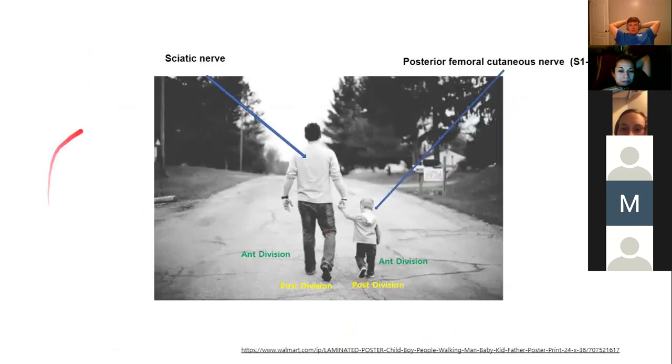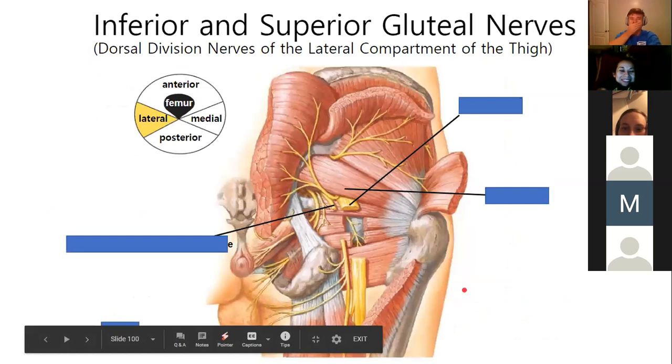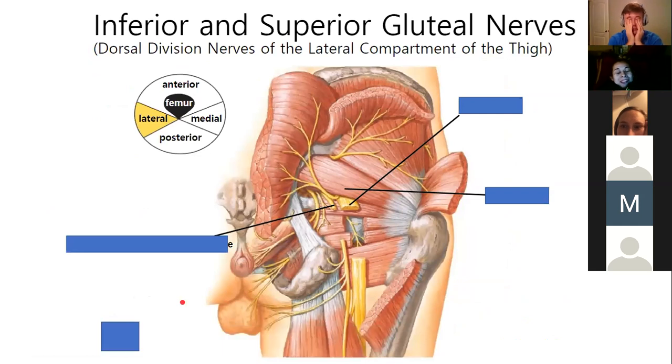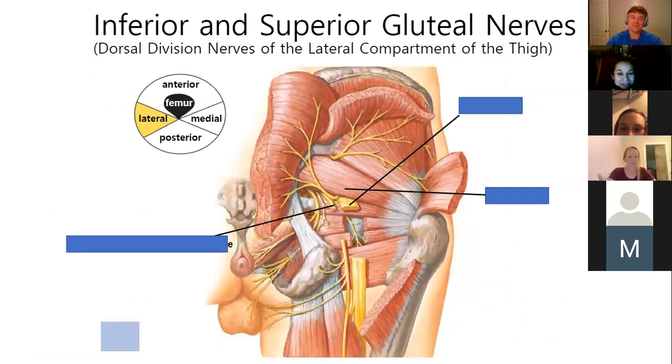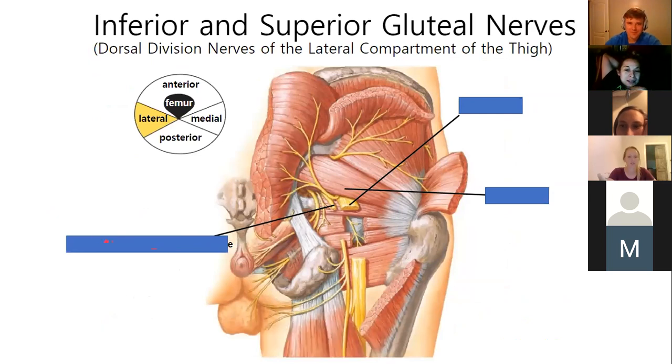Well, that's the ventral division. I never understood this picture. Next. It's just saying that those two nerves run together. One's the big one and one's the small one. Yeah, the femoral cutaneous nerve with the sciatic nerve. Is the baby. Yes. Compared to the sciatic. The sciatic anterior or posterior?